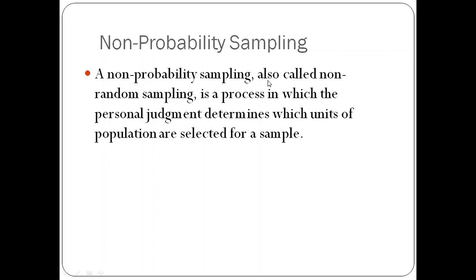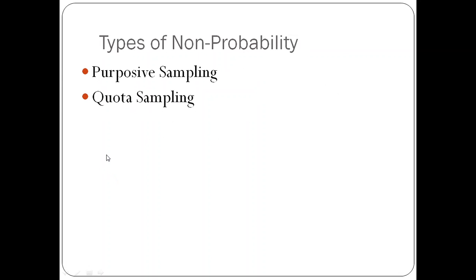Non-probability sampling, also called non-random sampling, is a process in which personal judgment determines which units of the population are selected for a sample. Now, in probability sampling, there was no personal judgment. The samples were selected randomly. But in non-probability sampling, the samples are selected by personal judgment or personal interest. Now, types of non-probability sampling are purposive sampling and quota sampling.